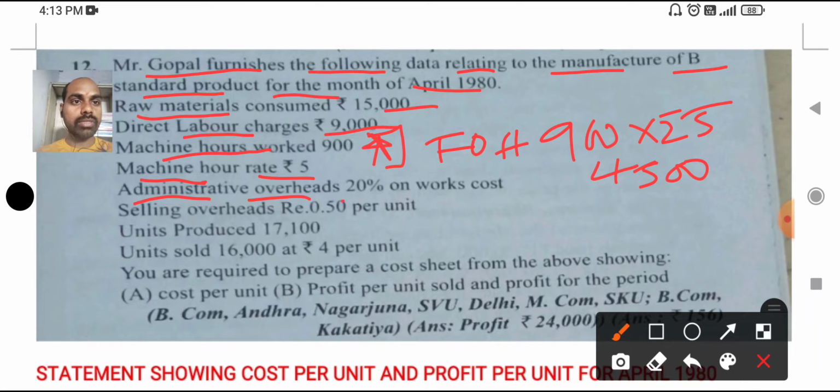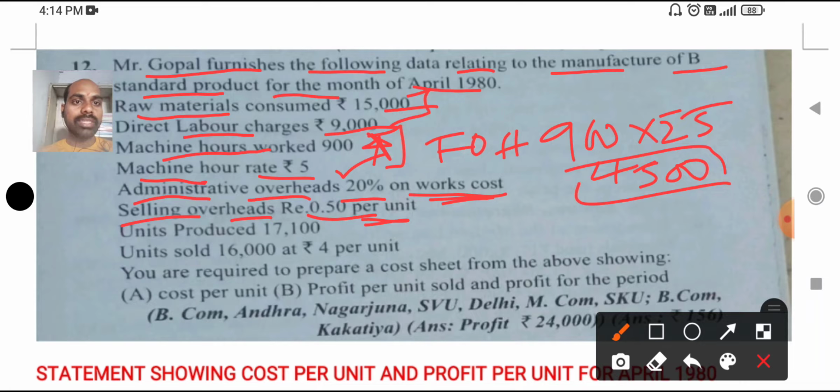Administration overheads 20% of works cost, they said. After adding these two you will get prime cost. To prime cost, if you add this 4,500 you will get works cost. On works cost we need to calculate 20%. Selling overheads 50 NP per unit, rupees 0.50.